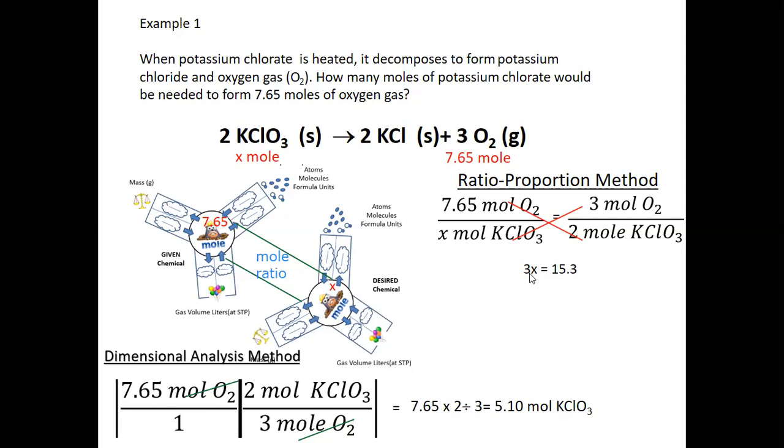To solve for x, we simply divide each side of the equation by 3. In doing that, we find out that x becomes the same value as we got with the other method, or 5.10 moles of potassium chlorate. Either method actually uses the same mathematics. It's really just organized in a different format. Let's take a look at a second example of this.